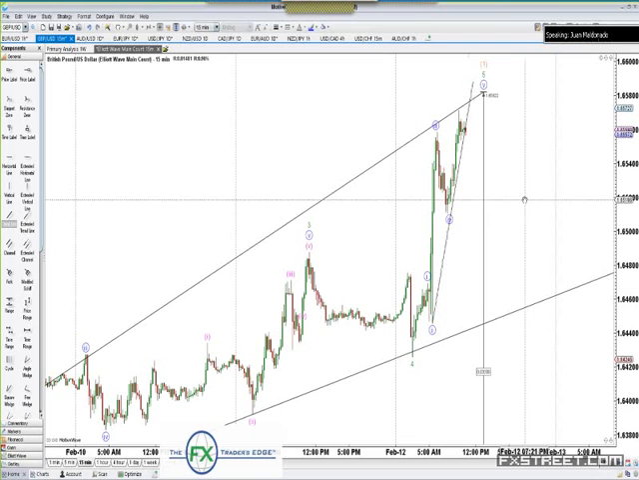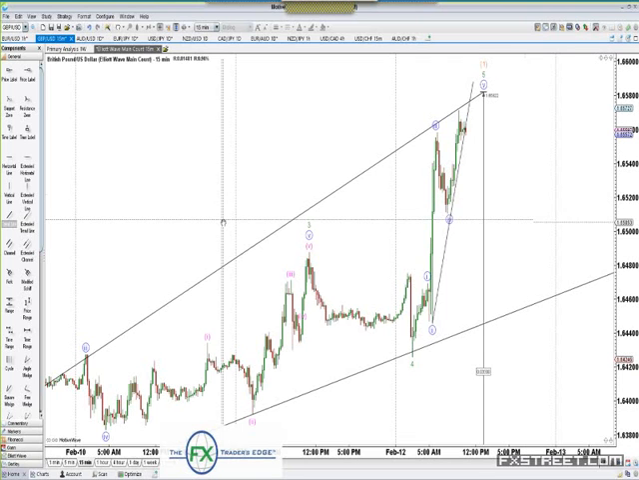Wow, that slope is huge. Okay, so right now we are seeing that breakout, and the plan will be to find that reversal as soon as possible, trigger the trade and ride all the way down to the wave number 2. That's the plan for the pound.